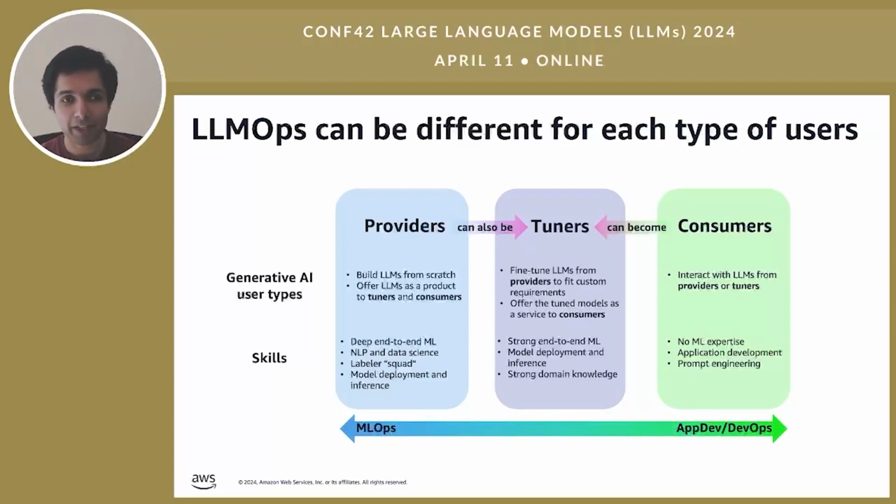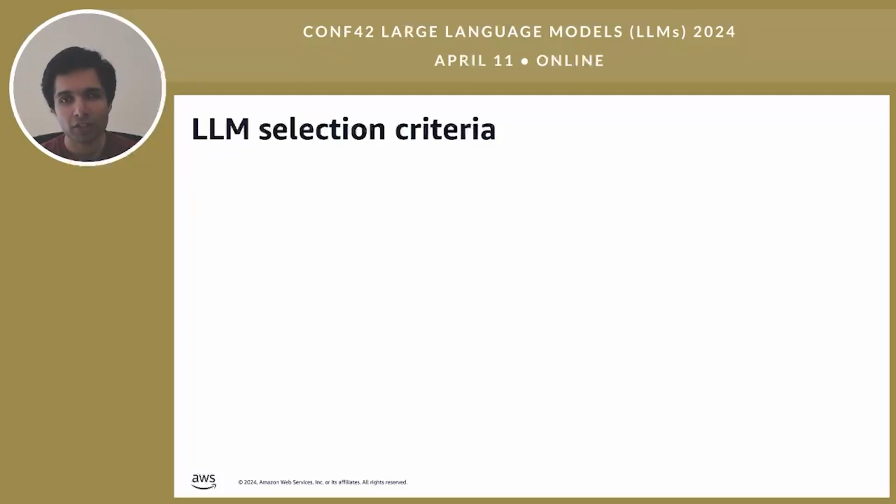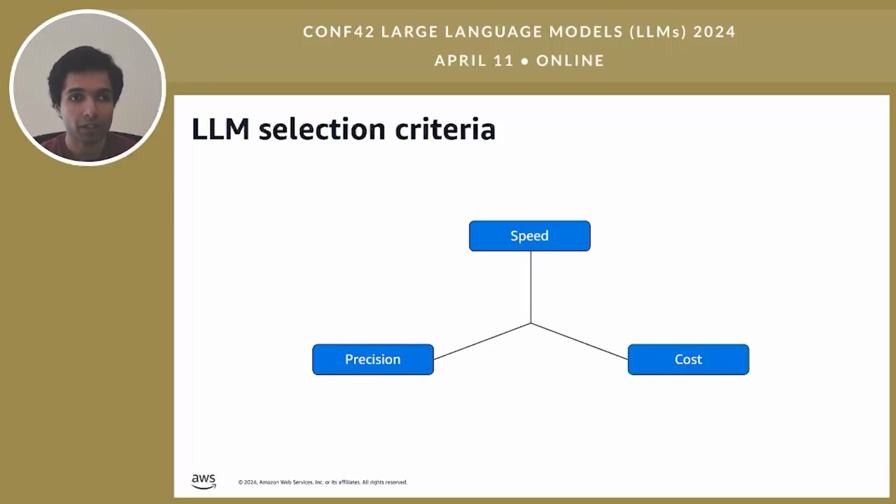Essentially, this is the entire spectrum that you have, where you have more on the MLOps side, where the model is getting created, and then you have the other end of the spectrum where people are directly incorporating this model into their day-to-day workflows. When it comes to LLM selection, there are different aspects that you would want to consider. The three key ones that we have seen from the field are speed, precision, and cost.